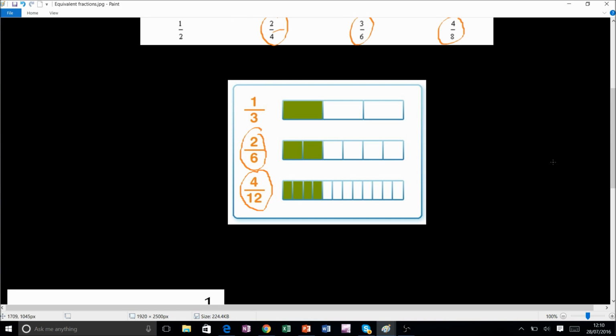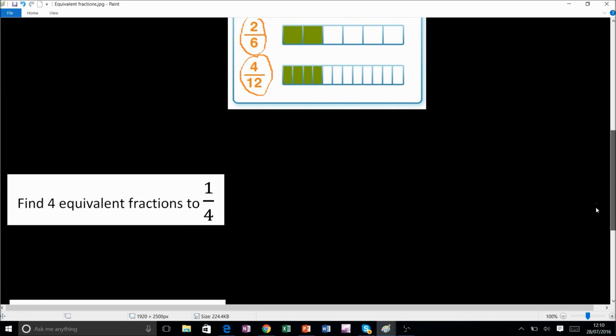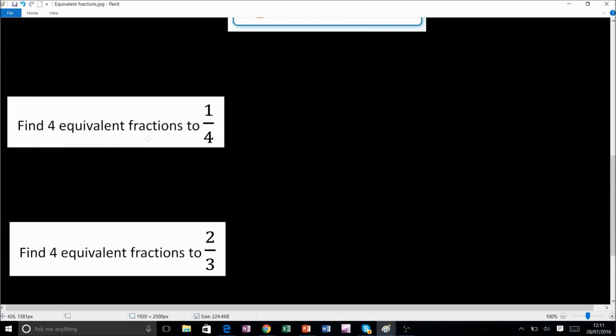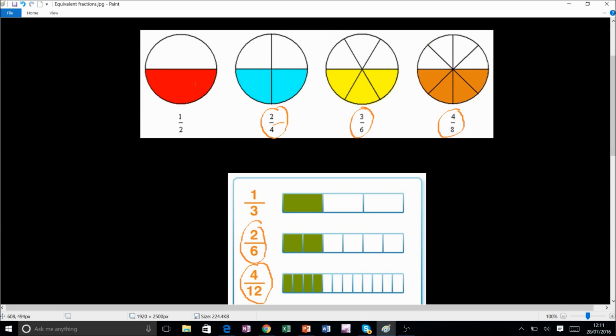Now if somebody was to ask me, Paul, I want you to find 4 equivalent fractions to 1 over 4. Just very quickly, you may be able to see a pattern between the half and all these different numbers. Looking at 2 over 4, you've multiplied the numerator by 2 and the denominator also by 2. To get from 1 to 2, you've multiplied by 2. To get from 2 to 4, you've multiplied by 2.